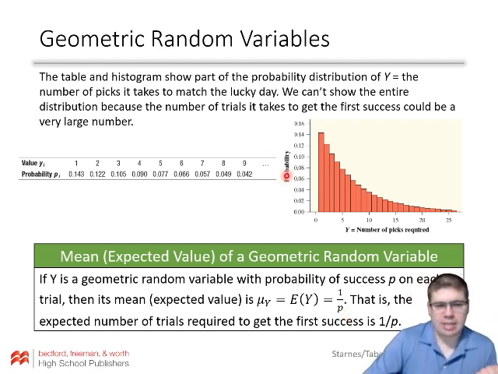And so 1 over p is that expected value, or that mean calculation, for a geometric random variable.